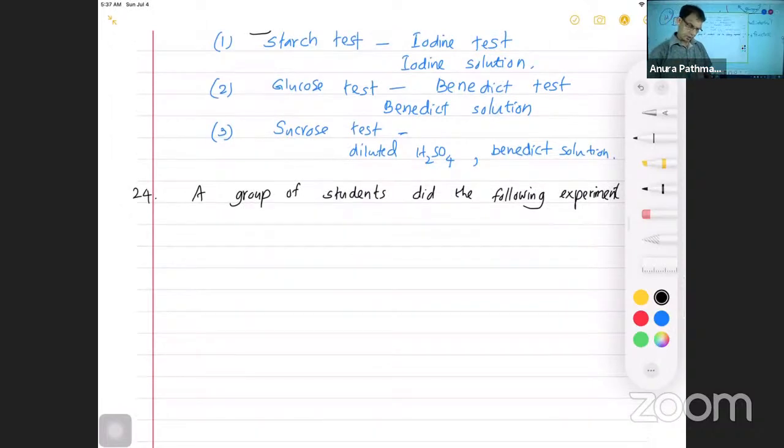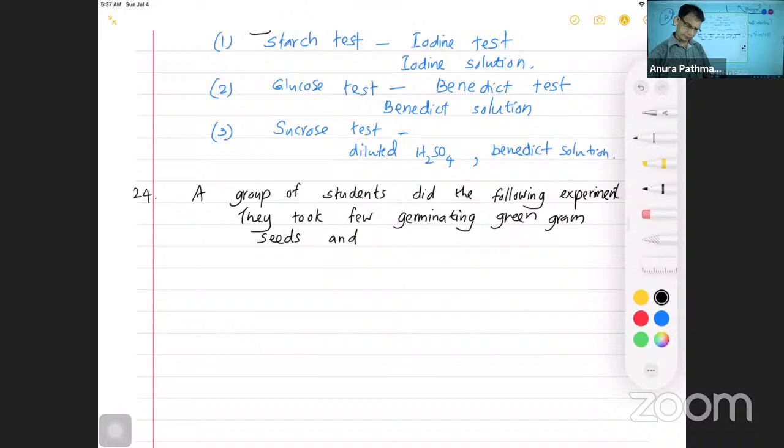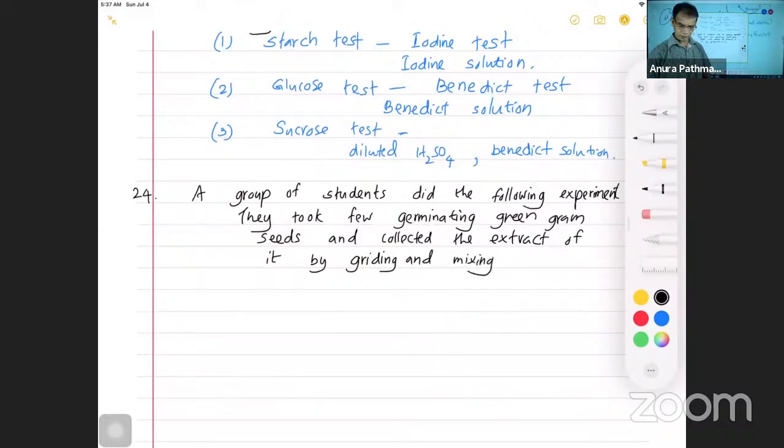They took few germinating green gram seeds and collected the extract of it by grinding and mixing with water.